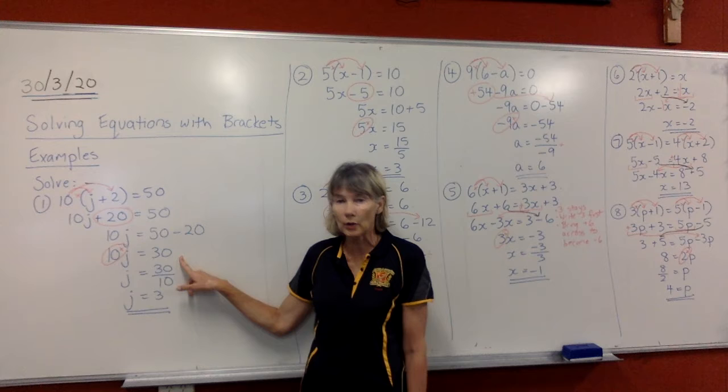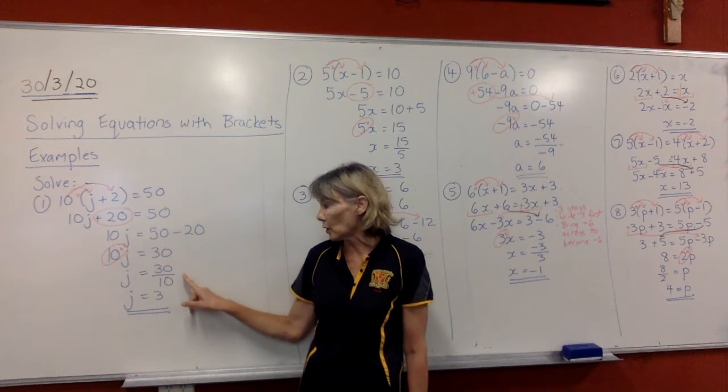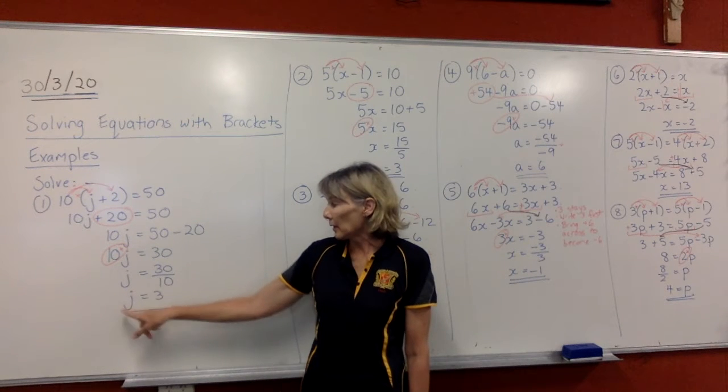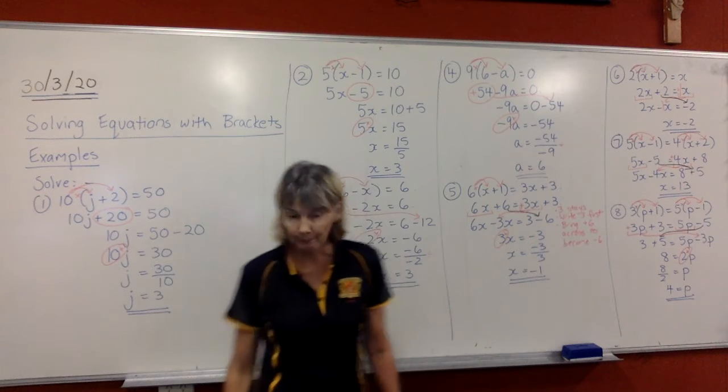Okay, so we're going to move the plus 20 over to be minus 20. 50 minus 20 is 30. Now we're going to get rid of the times 10. So we're going to do the opposite over here, which is divide by 10 or over 10. Then do that on your calculator fraction key and you'll get j equals 3.